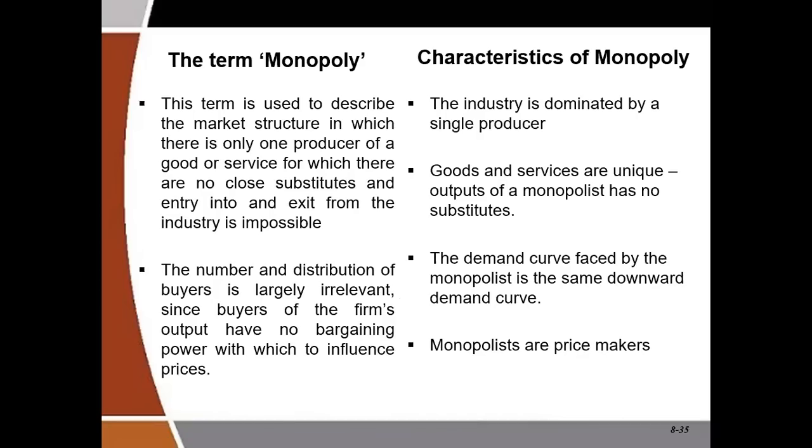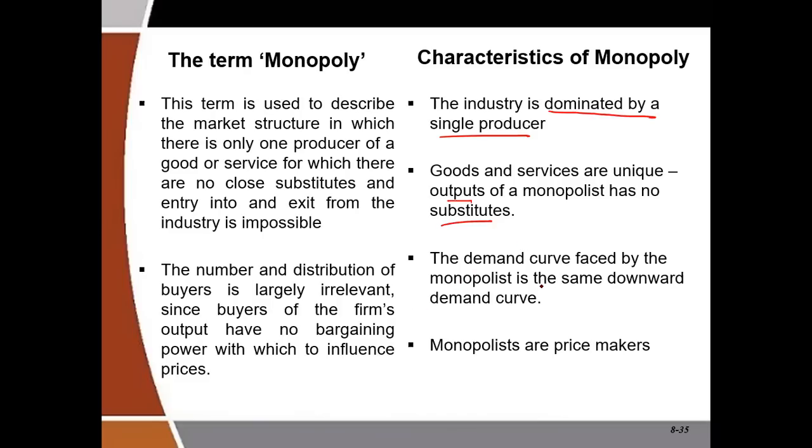Now here, we all know that a monopoly is a market which is dominated by a single producer. So in a monopoly, there is only one seller of the goods and services. Because he's the only seller, usually what gives him the power of monopoly is that his goods are unique and there are no close substitutes. So that's another characteristic of a monopolist.